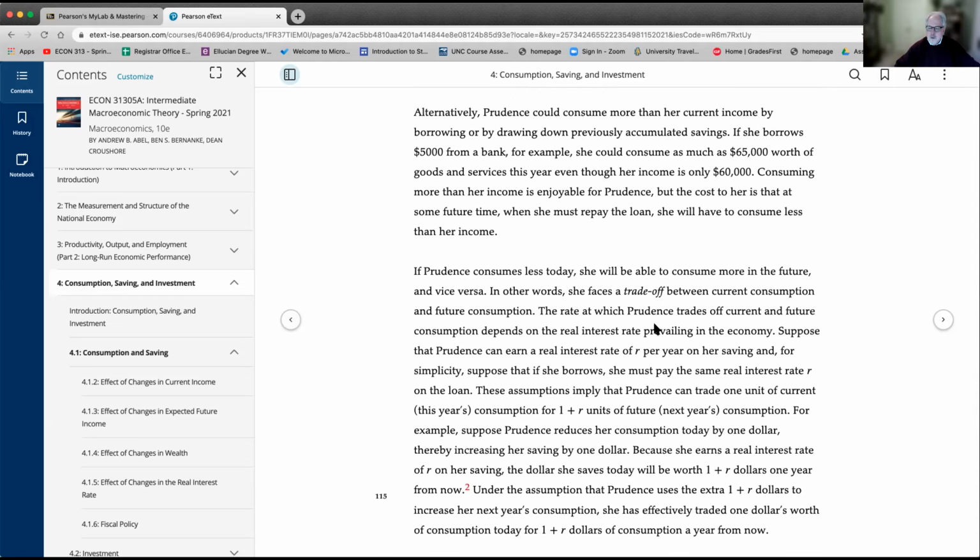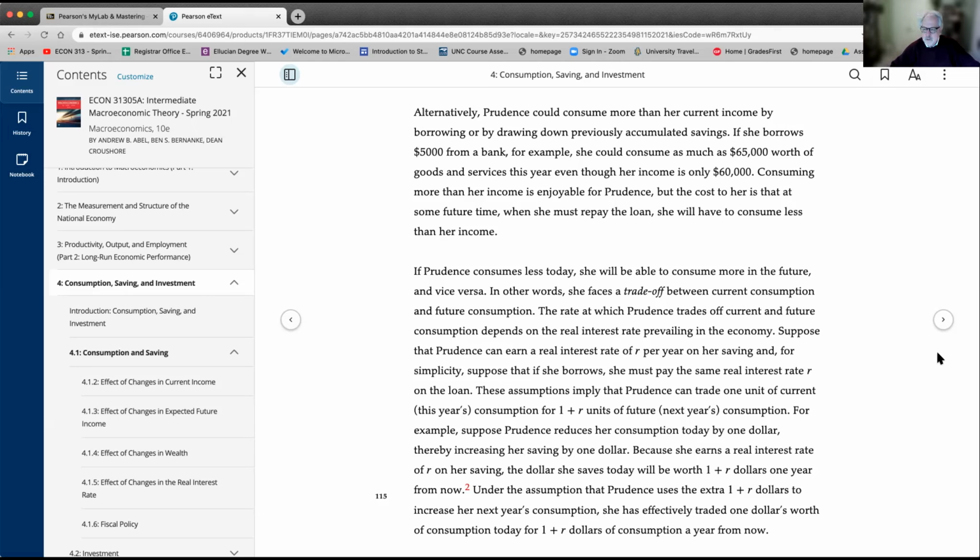Okay. So the real interest rate comes into play here because there's a trade-off between present consumption and future consumption, right? So the more future consumption you want, the more you need to save today. Why do you save? Because you're going to get interest on that money, and that's going to give you more money in the future. You can have more goods and services in the future if you are prudent with your money today.